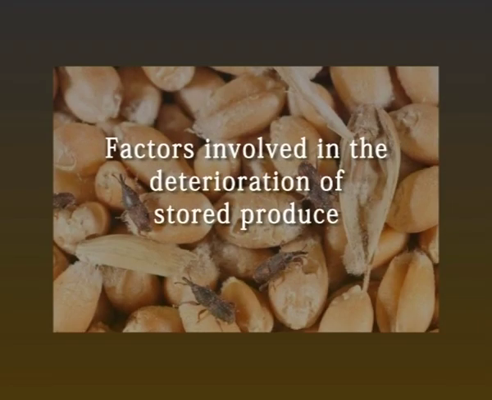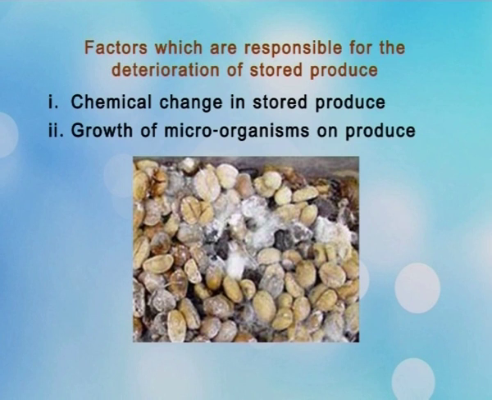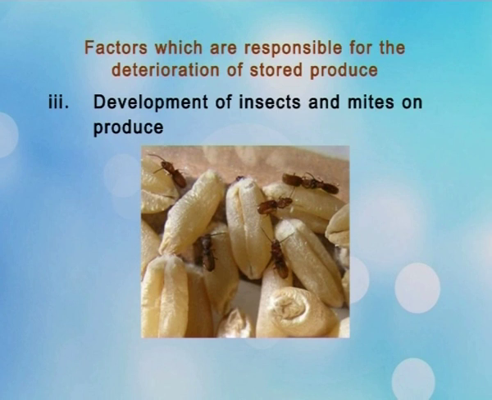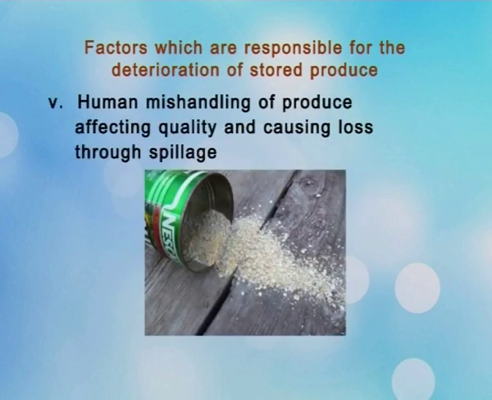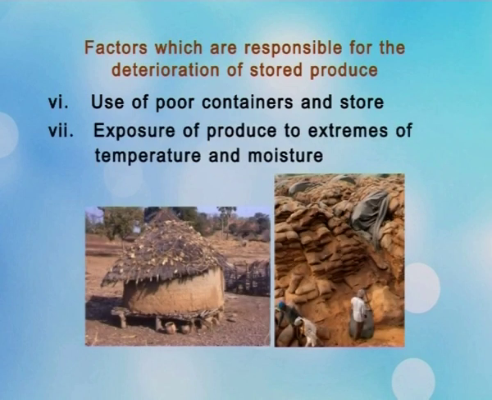Then, the next subtopic is factors involved in the deterioration of stored produce. The factors which are responsible for the deterioration of stored produce are number 1, chemical change in stored produce. Number 2, growth of microorganisms on produce. Number 3, development of insects and mites on produce. Number 4, feeding on produce by rodents. Next, number 5, human mishandling of produce affecting quality and causing loss through spillage. Next, number 6, use of poor containers and store. Next, number 7, exposure of produce to extremes of temperature and moisture.